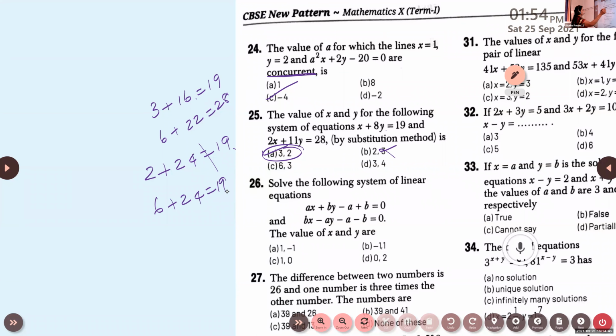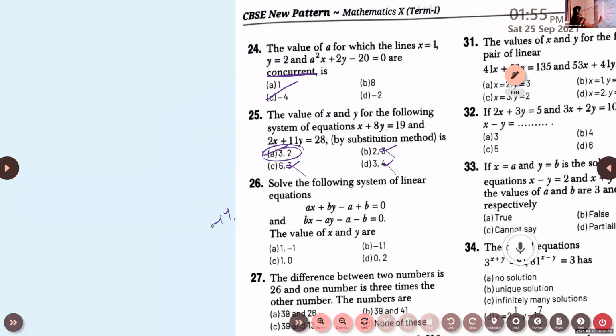It is not. If it is satisfying, both the equations should satisfy. Again, 3, 4. If you take 3, 4, 3 plus 24 is 19. Okay, that is also not satisfied. Therefore, what is the only possibility? 3, 2 is the answer. If you don't know, you just substitute the points and you can find.